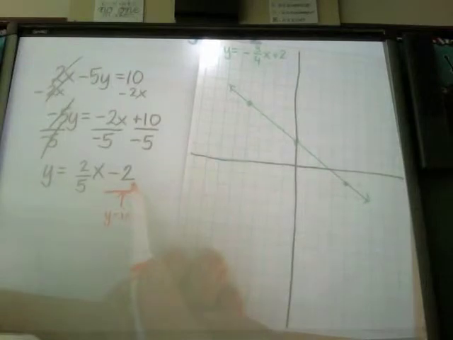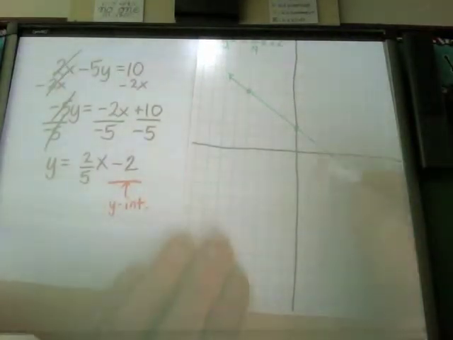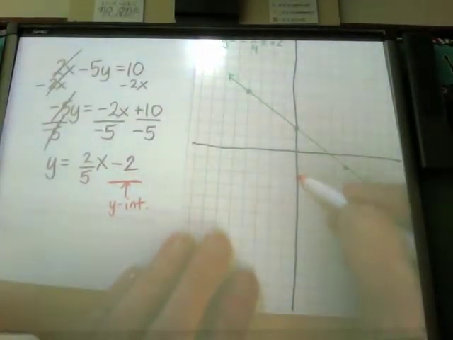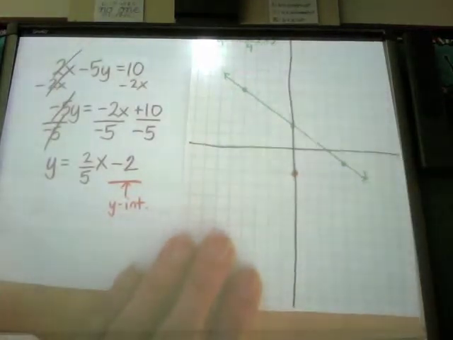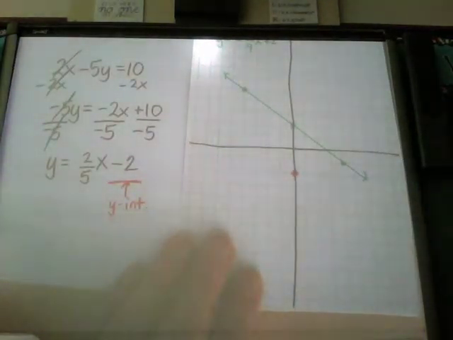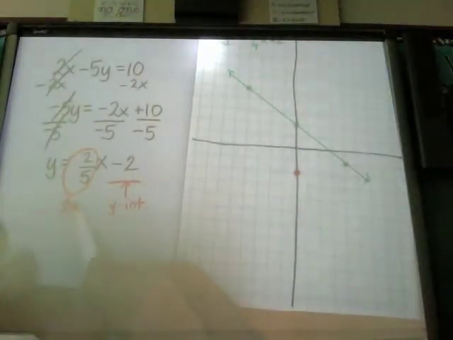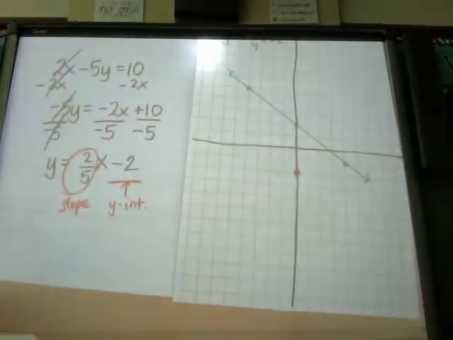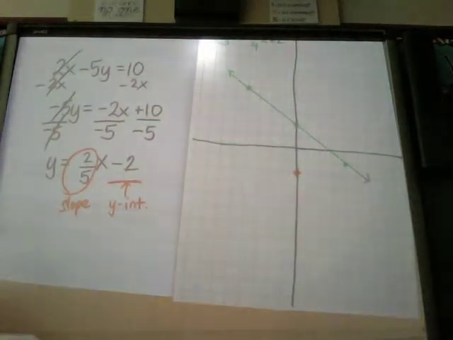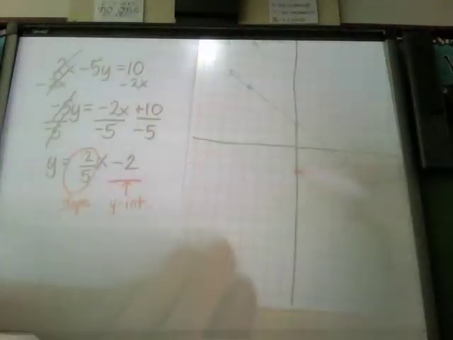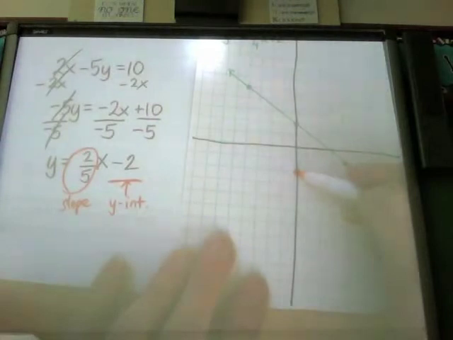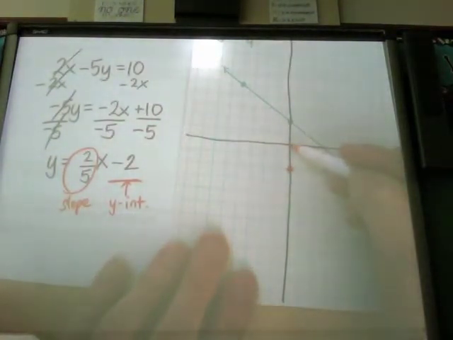We're going to start with negative 2. Again, step 1 is always plot the y-intercept. Since this is a negative, I come down to the negative 2 on the y-axis. And my slope, now that I've got the y by itself, my slope is 2/5. From the y-intercept, I'm going to count a rise of positive 2, so that's up 2, a run of positive 5.